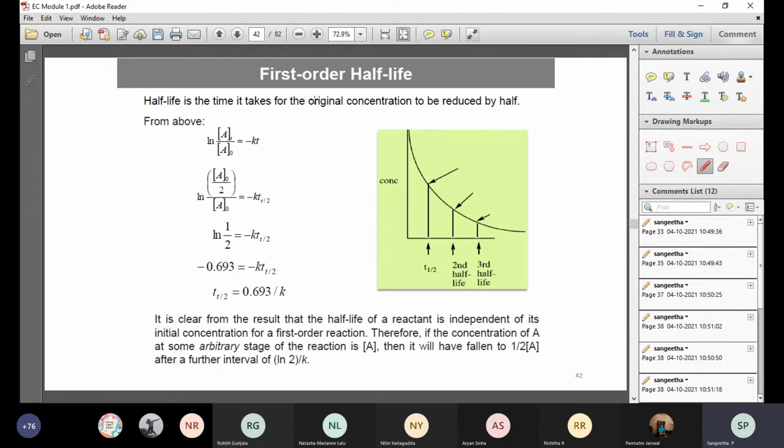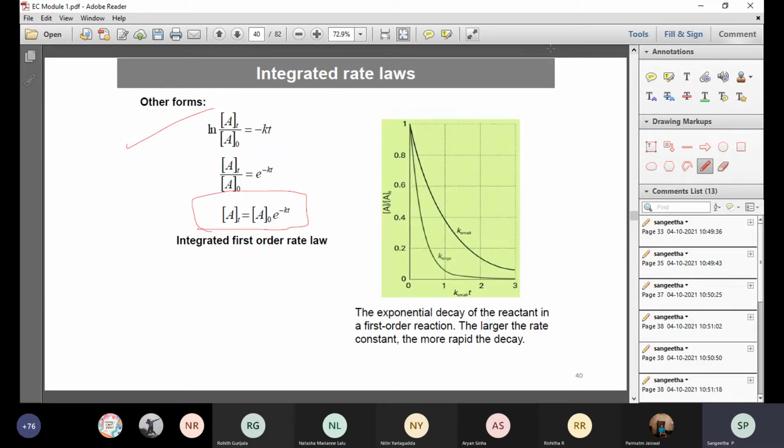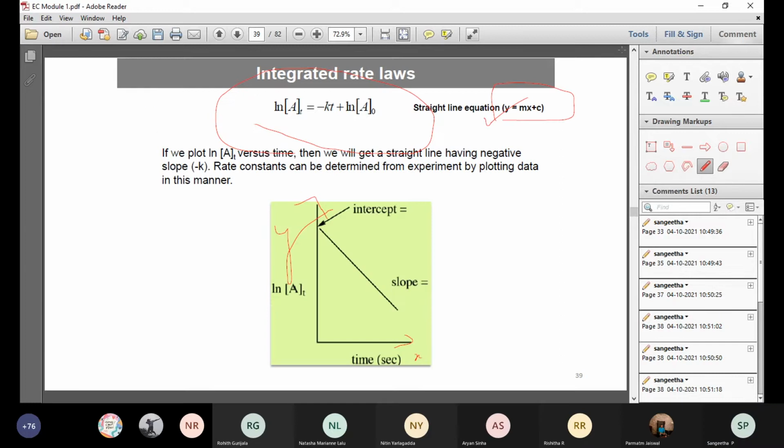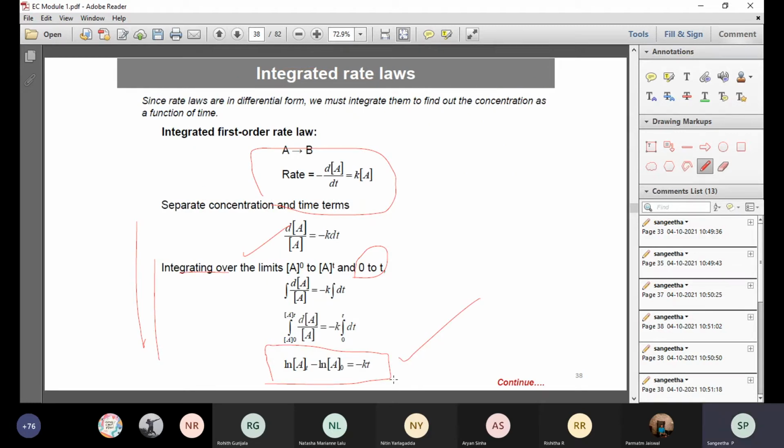Okay, first order. Yes, half-life, you just note down, students. This one you take down. So already we have seen this equation. So this one, have you noted down, students, this equation? Yes, ma'am. Yeah, rearranging that, you may take down the other one.